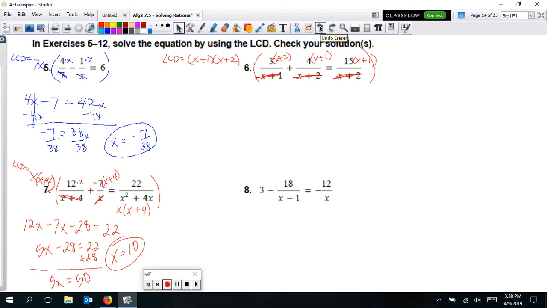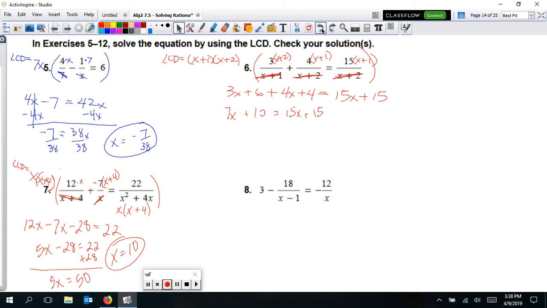So this first one's going to be 3x, and then 3 times 2 is 6, so plus 6. And then 4 times x is 4x, then 4 times 1 is 4. So plus 4, then it's going to be equal to 15x from 15 times x, and 15 times 1 is 15. And so now we can combine like terms over on this side here. So I got 7x when I put those together and a 10. So 7x plus 10 is equal to 15x plus 15.